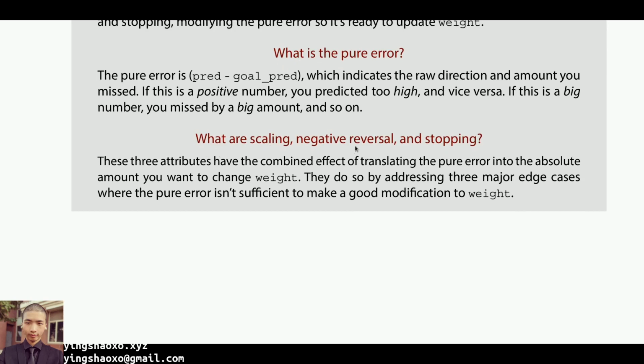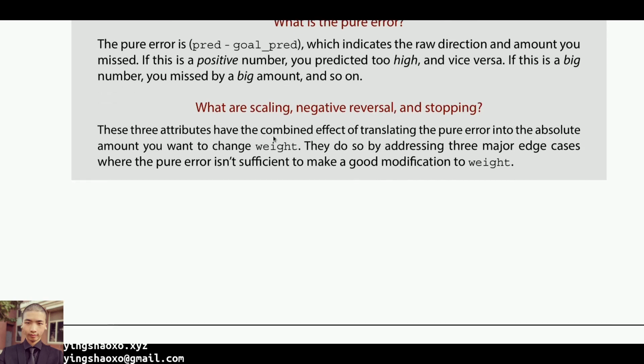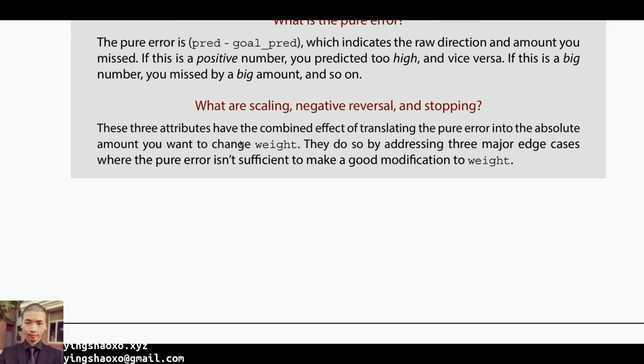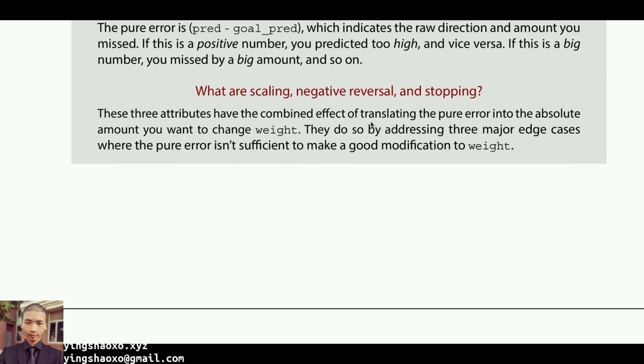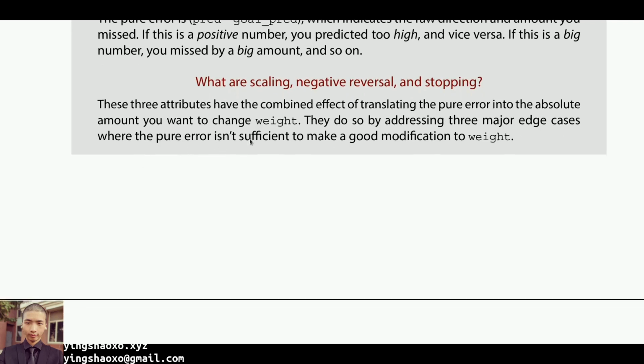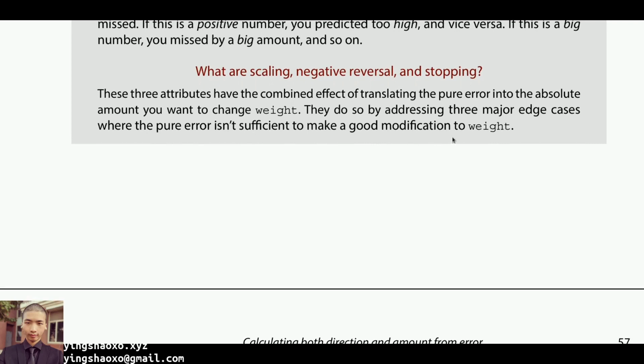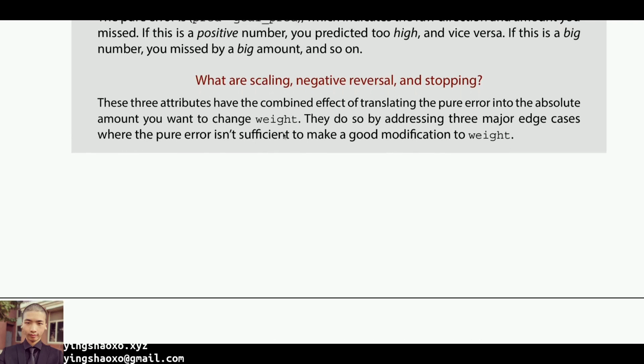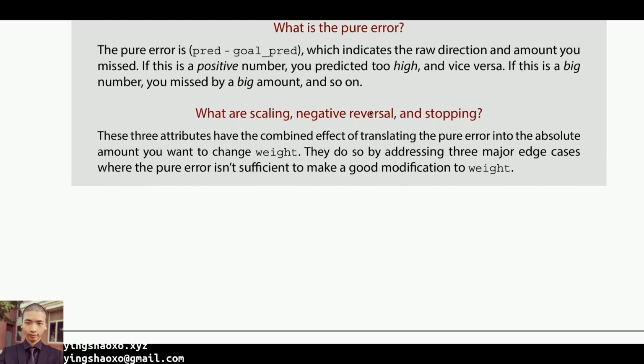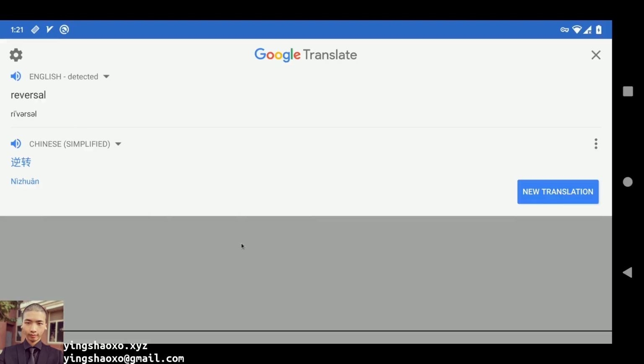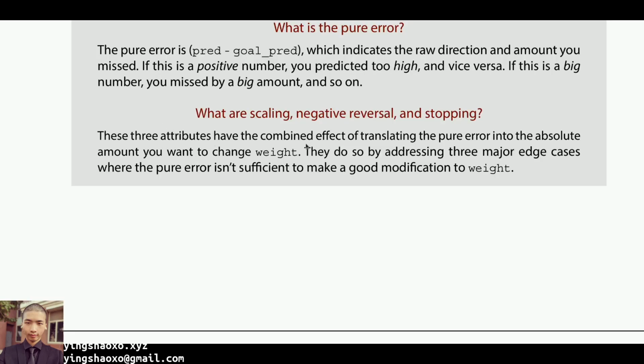What are scaling, negative reversal, and stopping? These three attributes have the combined effect of translating the pure error into the absolute amount you want to change the weight. They do so by addressing three major edge cases where the pure error isn't sufficient to make a good modification to the weight. To be honest, I don't understand this part. I don't know what he was talking about in this paragraph.